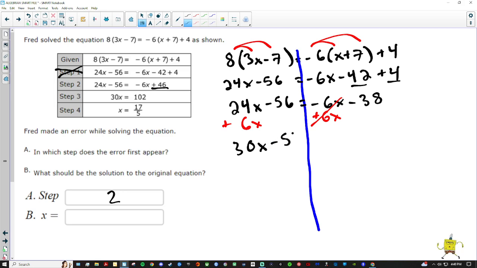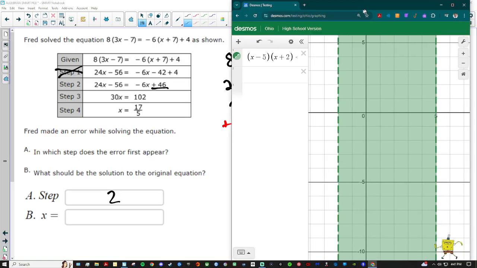30x minus 56 equals negative 38. Okay, all my regular numbers to the right. Add 56. Add 56. Gone. 30x equals, okay, again, maybe we should take a second to practice Desmos.